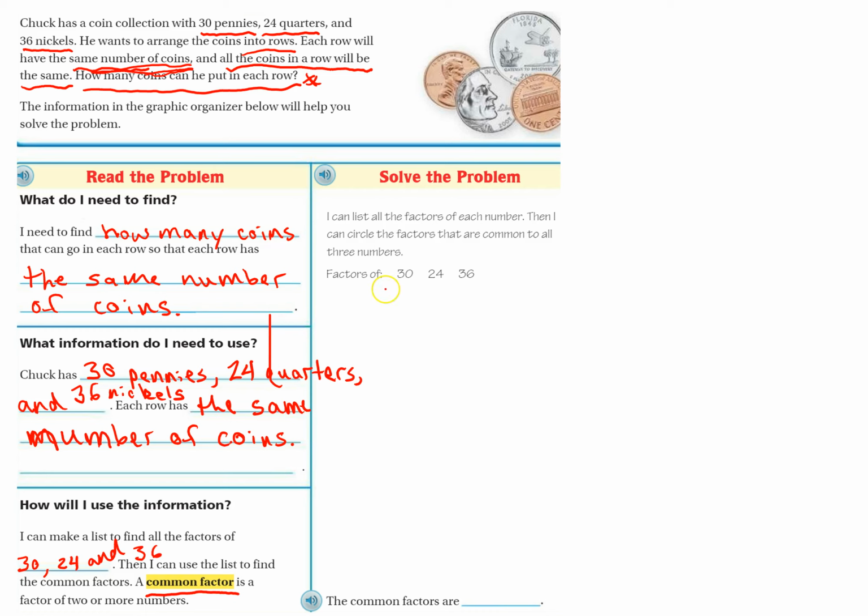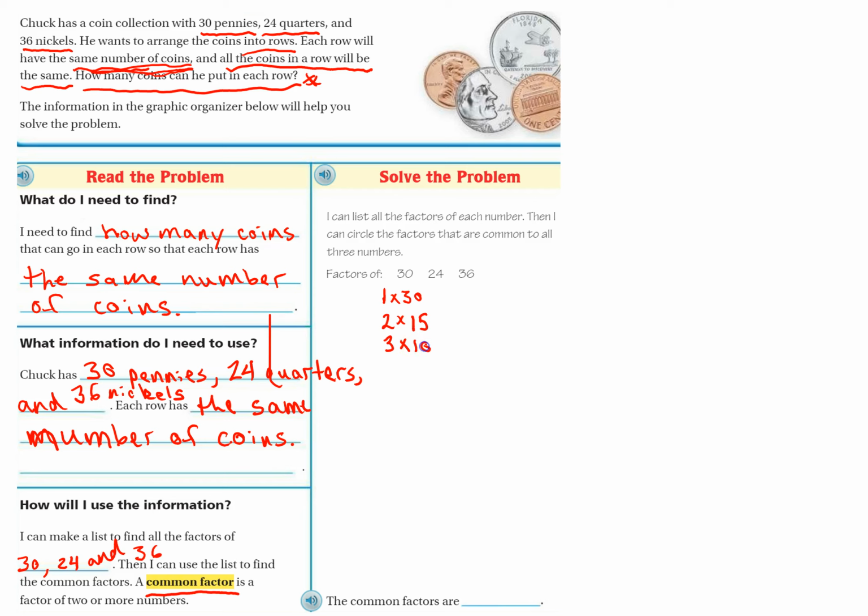I can do 1 times 30. Can 2 work? Let's see, 2. Well, I see that 30 ends in a 0, 2, 4, 6, or 8. So I know that 2 will work. 2 times what is 30? Or I can take 30 and divide it by 2. That's 15. Okay, what about 3? Well, I know 3 will work because 3 plus 0 equals 3, and 3 can go into 3. So I know 3 can also go into 30.